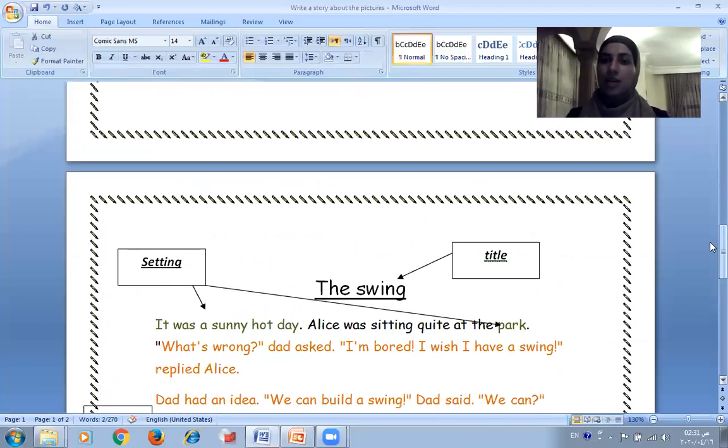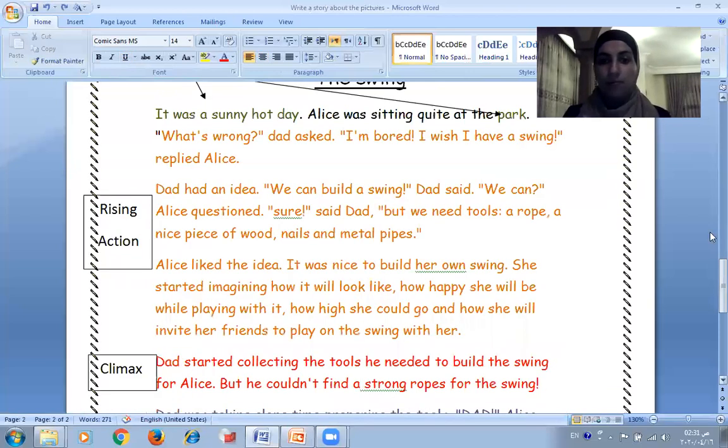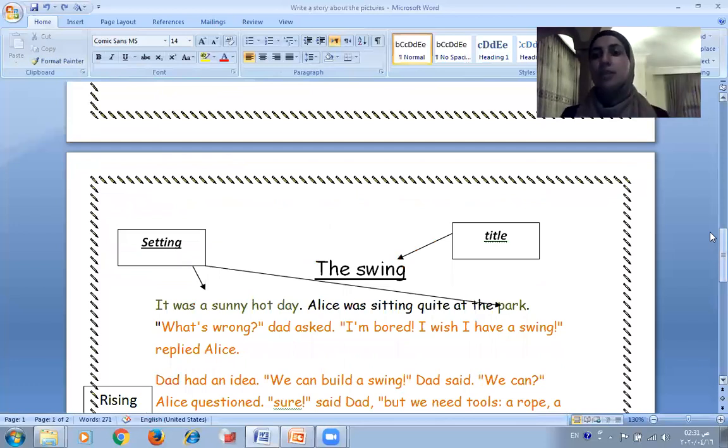Now, after I finished everything, I was thinking of a title. So I was thinking, what should be the title? The story is talking about what? So I figured out the swing. It's a nice title, or you can change it. You can say Dad and Daughter. Any title will suit us. After writing the story, you should have the title.